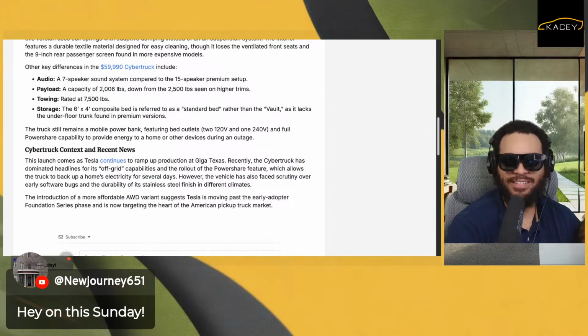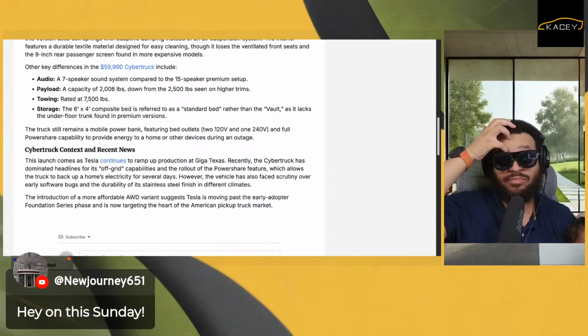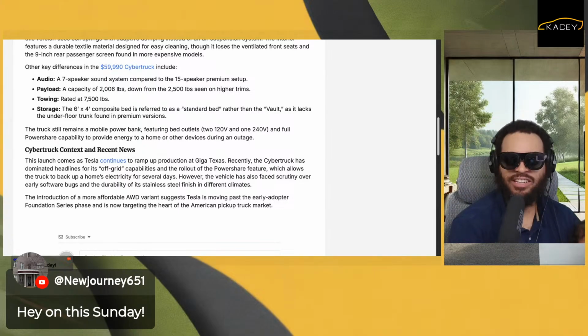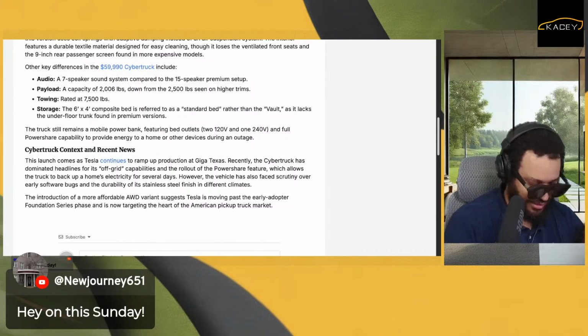As it lacks the underfloor trunk found in premium versions. Is that really the only reason? Because the reason the last one wasn't called the vault was because it didn't have the tonneau cover at all.